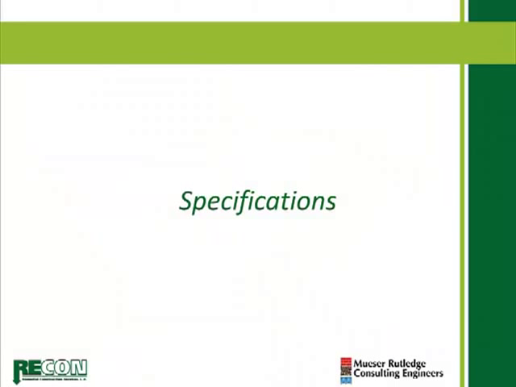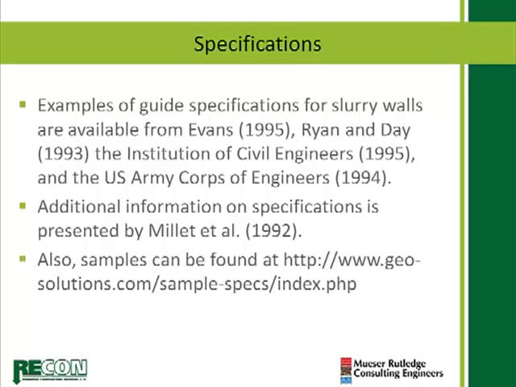The last topic that will be covered is specifications. It is important that a good specification is developed for a slurry trench hydraulic barrier in order to provide clear thresholds and guidance for proper construction, which leads to completion of a successful barrier. Listed on this slide, there are several general specifications for templates, but it must be remembered that there is not a cookie-cutter document for specifications.